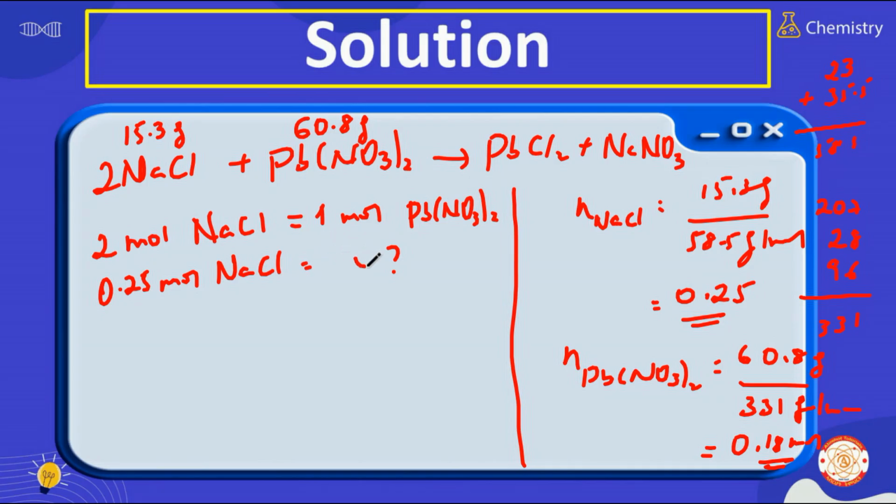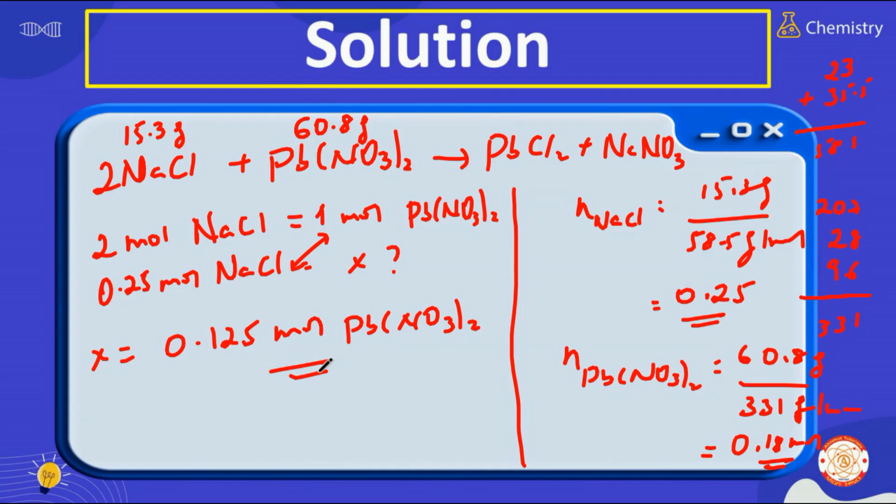So let this be x. So solving for x will be what? 0.125 moles of lead 2 nitrate is needed. So this amount of lead 2 nitrate is needed. But how much lead nitrate do we have? We have 0.18, which is what? Greater than this amount, right? Greater than the amount that we need.